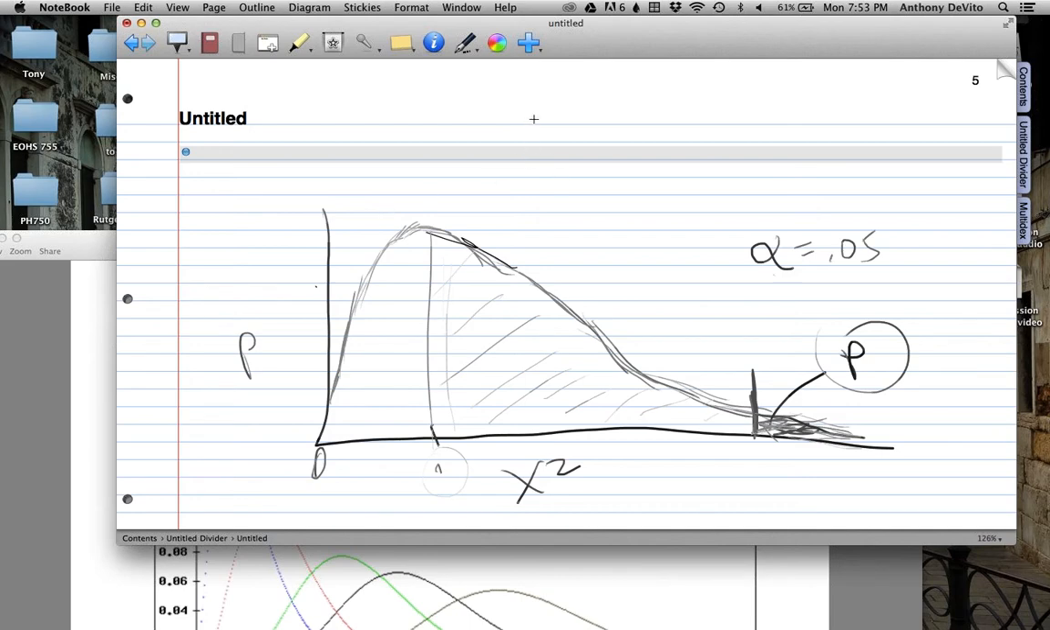Okay, how do you calculate degrees of freedom? Degrees of freedom is equal to the number of rows minus 1 times the number of columns minus 1. Okay, how many degrees of freedom do we have? 1 times 1, right? Degrees of freedom is 1. So this is appropriate for 1 degree of freedom.